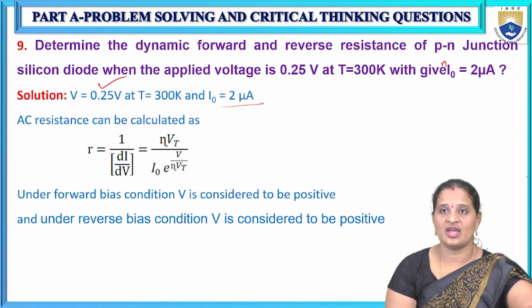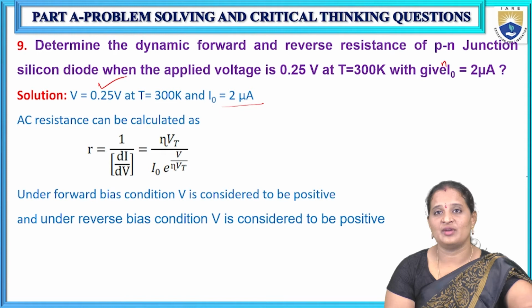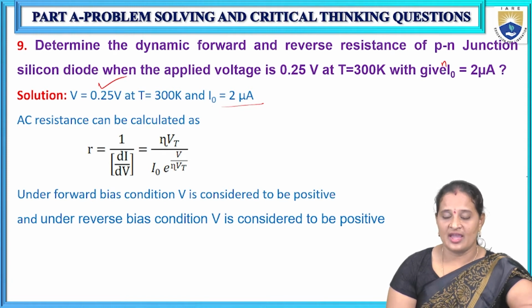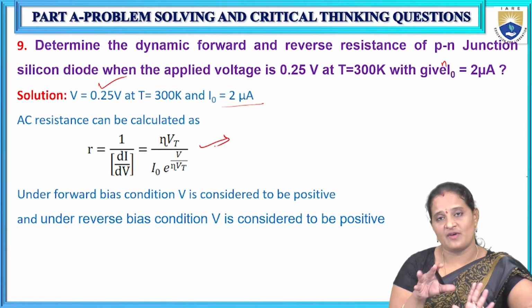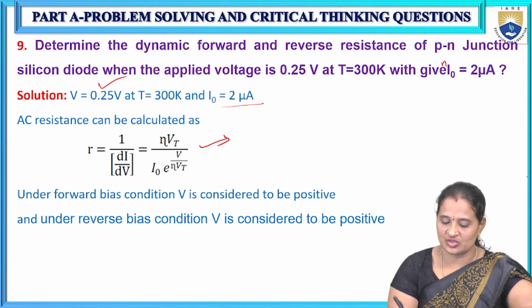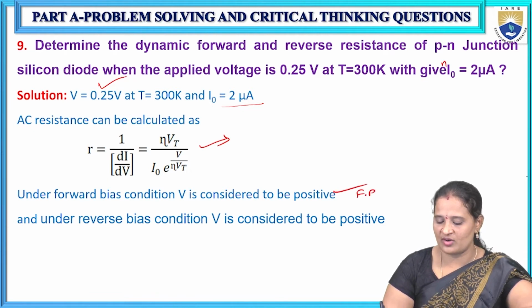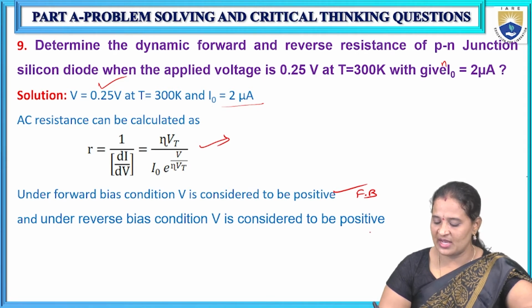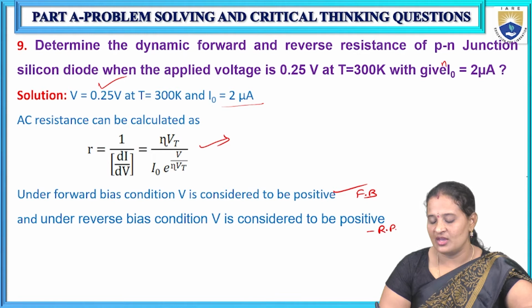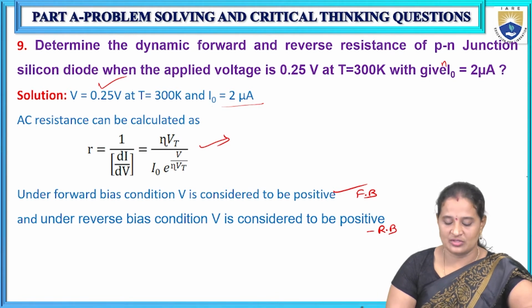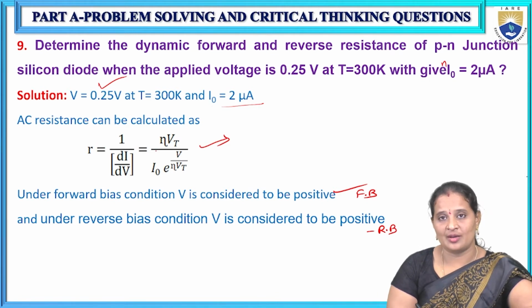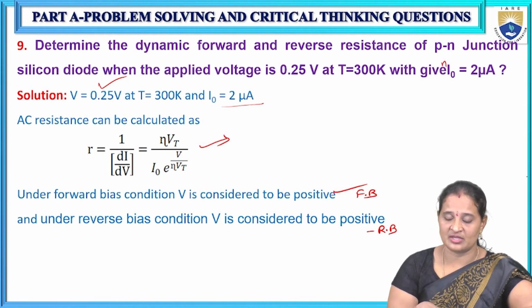Now he asked us to find dynamic forward and reverse resistance. The formula is applicable for both forward bias and reverse bias conditions. The only thing is, V should be considered positive for calculating the forward resistance, and V should be considered negative for calculating the reverse resistance of a PN junction diode.